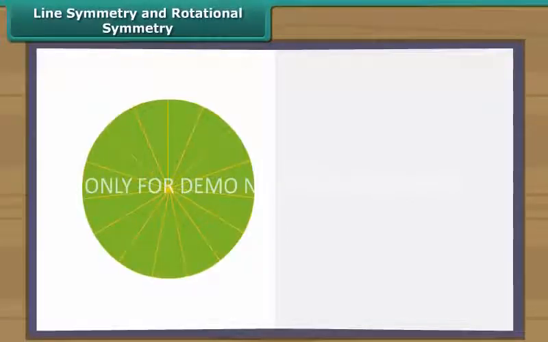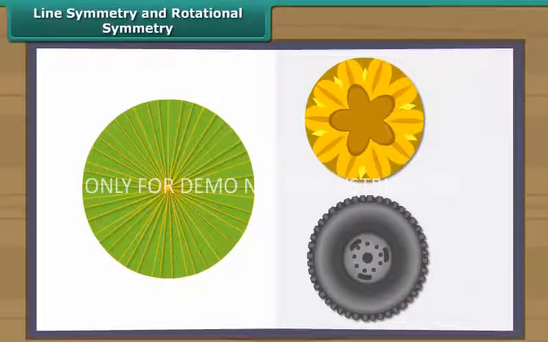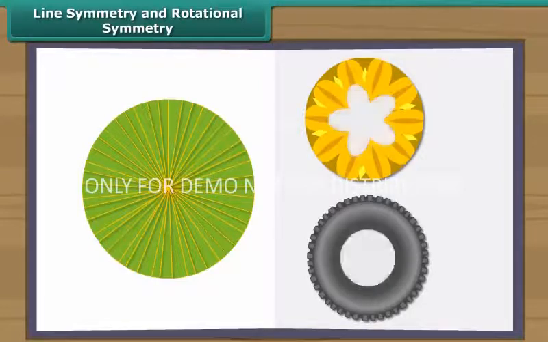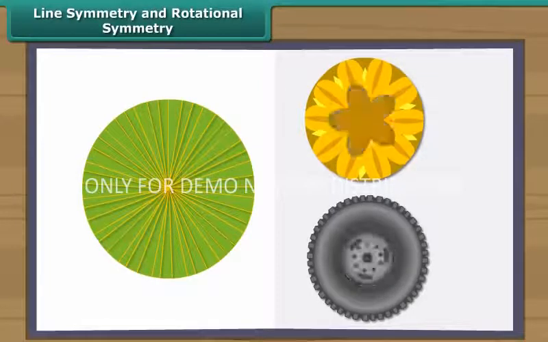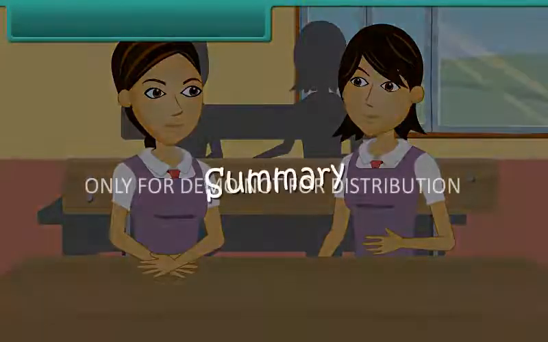It can be rotated around its center through any angle and at the same time, it has an unlimited number of lines of symmetry. Observe these circle patterns. Every line through the center forms a line of symmetry and it has rotational symmetry around the center for every angle.